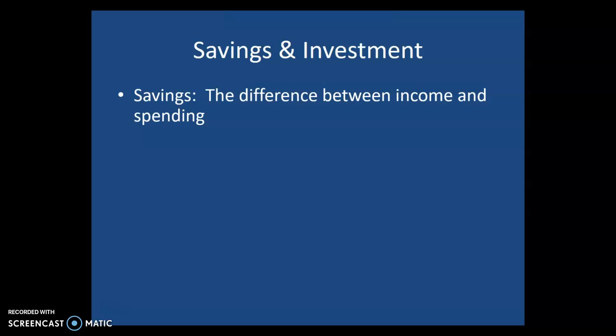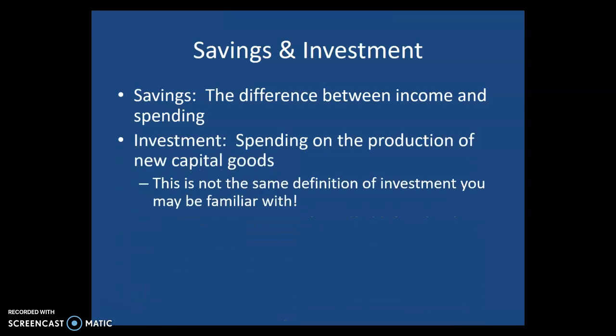Savings is simply the difference between income and spending. If I make $50,000 a year and I spend $40,000 a year, by definition, then I have saved $10,000 that year. Difference between income and spending.